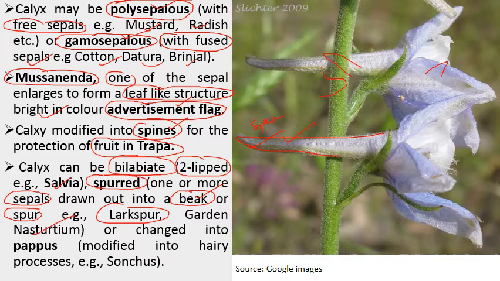Then it is also found in garden nasturtium. ये इस plant में भी present होता है. It is used as an ornamental plant.